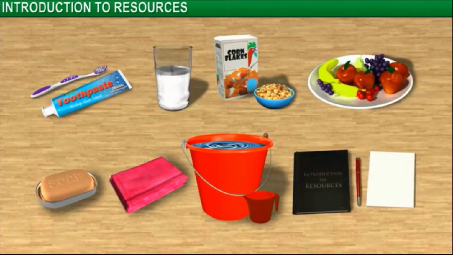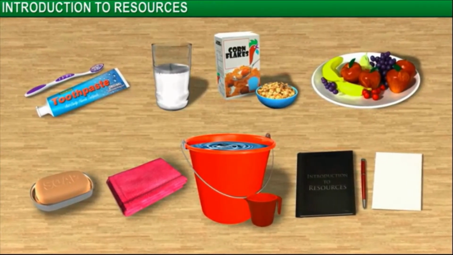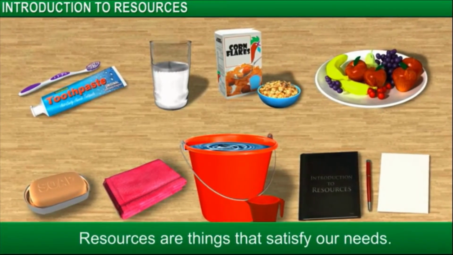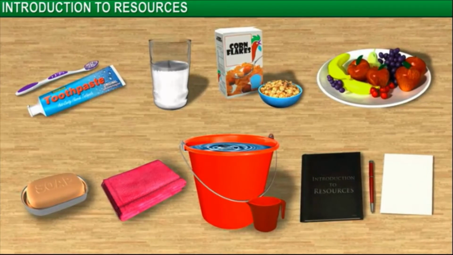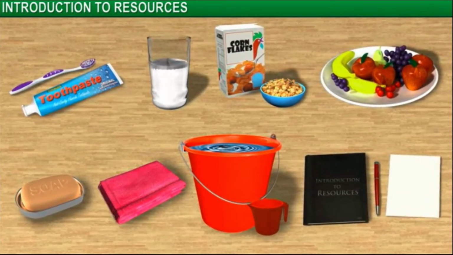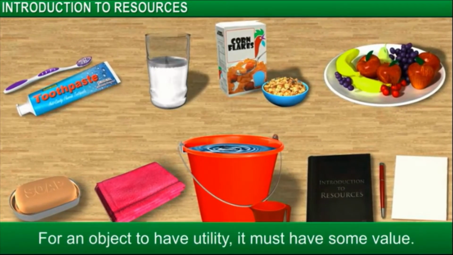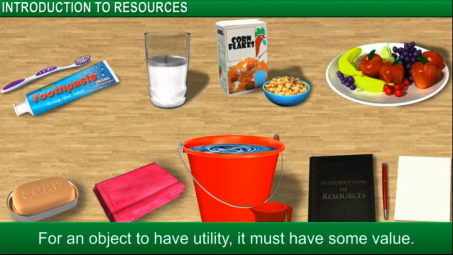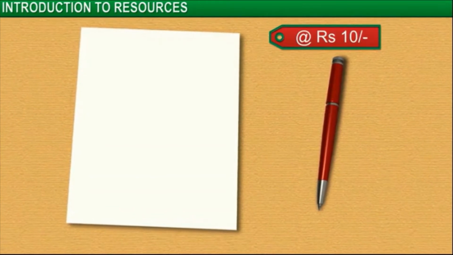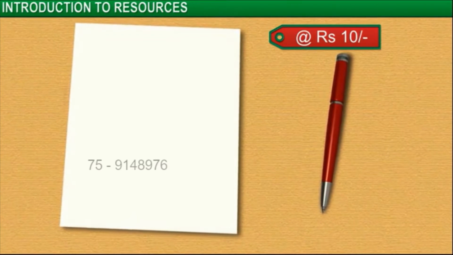Things that satisfy our needs are said to have utility or usability. These objects are called resources. For an object to have utility, it must have some value. By value, we mean worth. Objects like pen and paper obviously have economic value. You had to pay money to be able to use them, right?